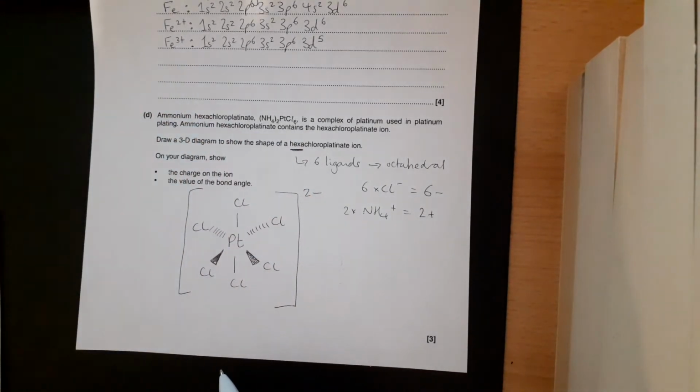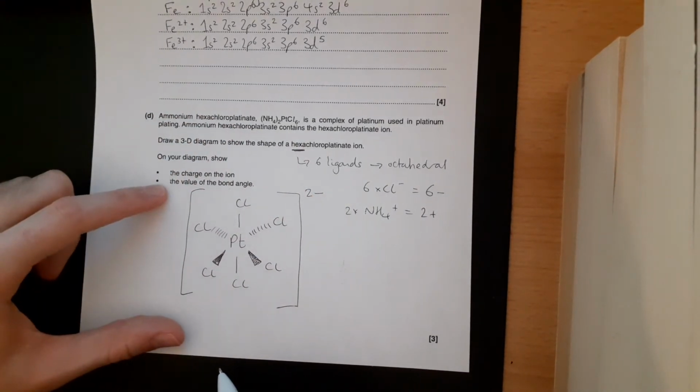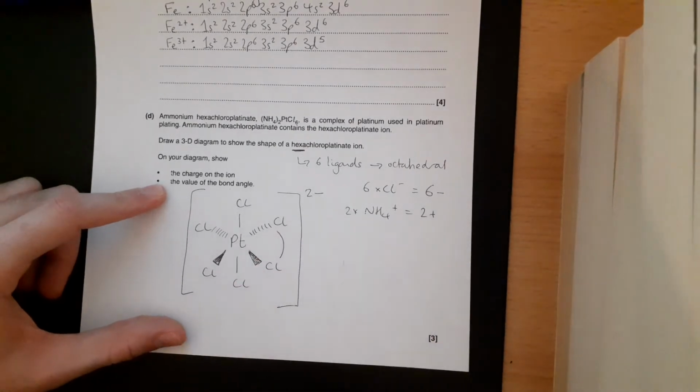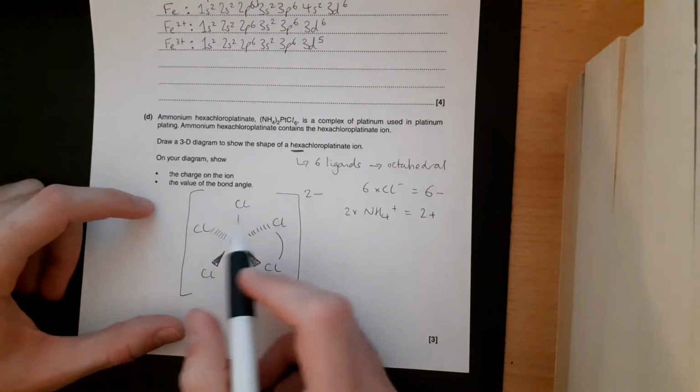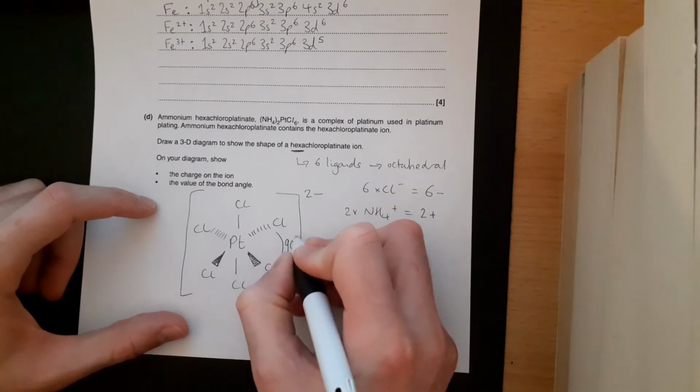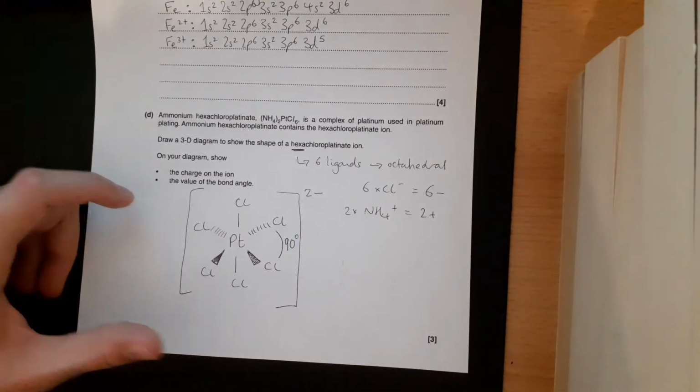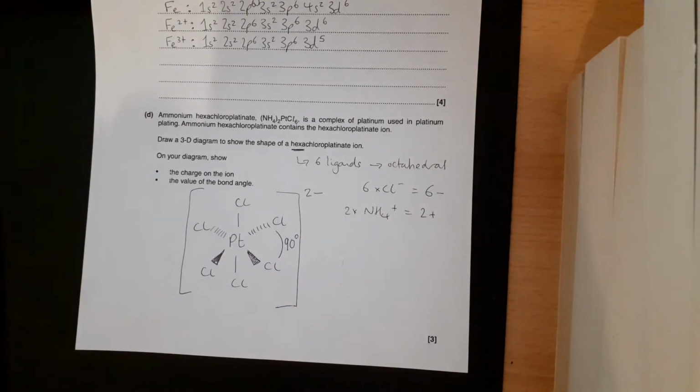And then finally, we need to have the value of the bond angle. So let's put this on here. And this again is just something that we need to know. In an octahedral complex, the bond angle is 90 degrees. That's just a fact that you want to remember.